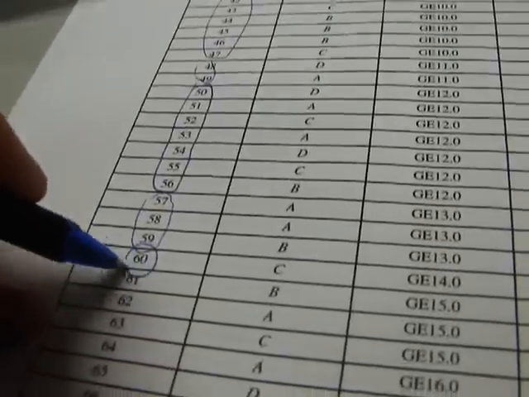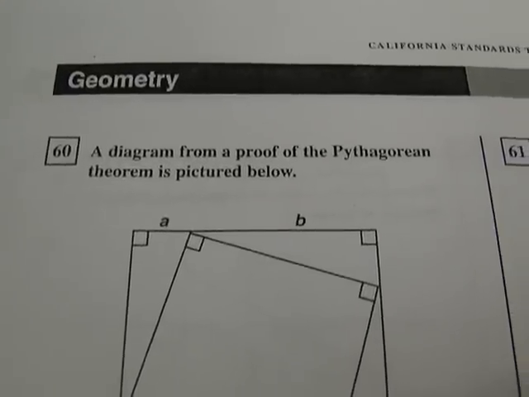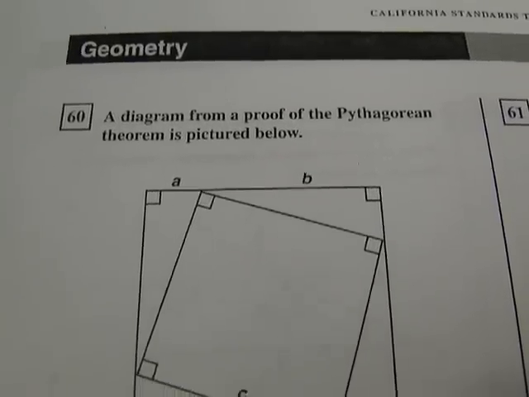Problem 60. Okay, let's look at it. This one is a bit complex. A diagram from a proof of the Pythagorean theorem is pictured below.